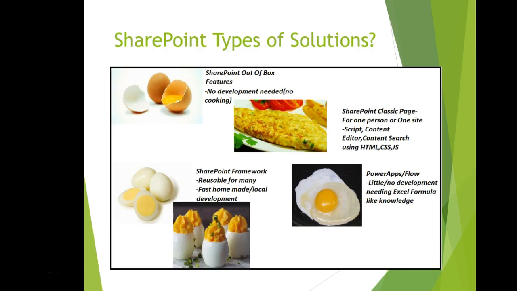This is, if you take a real-world example, like having an egg without cooking, and it's pretty simple. You don't have to worry about anything. And next is the SharePoint classic page, where you have a requirement for only one page and you don't need to do it for all the pages in SharePoint. So you can put a content editor or content search web part, or simple HTML CSS, or put the script using PowerShell PnP. So just a one-page requirement. It is like having an omelette for one person. You just use the SharePoint classic page.